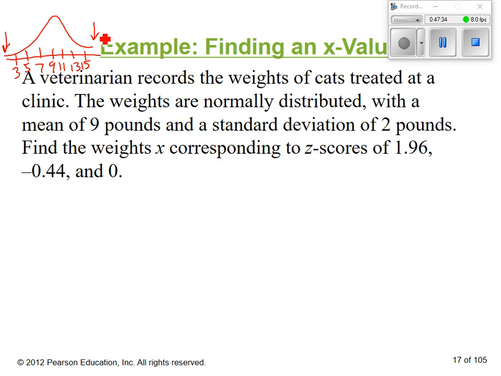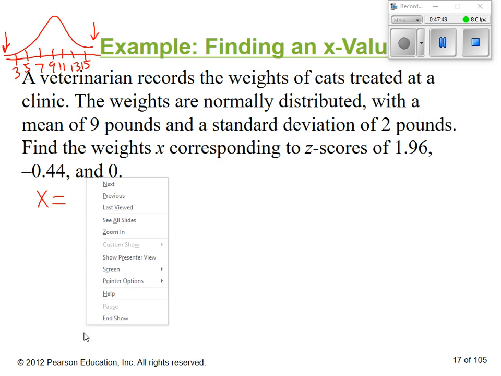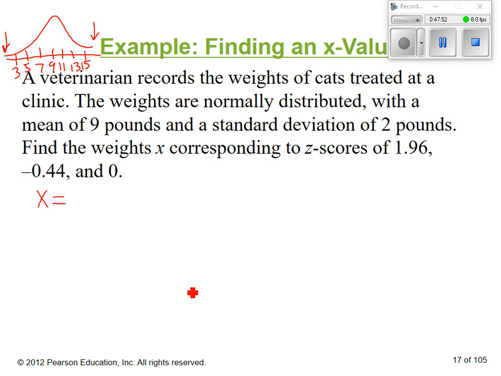They're both fine. So on the first one, 1.96, we're trying to find our X score. What do we do here? What did it tell us to do? 9, that's the mean, plus 1.96 times 2. What's that give you? 12.92.